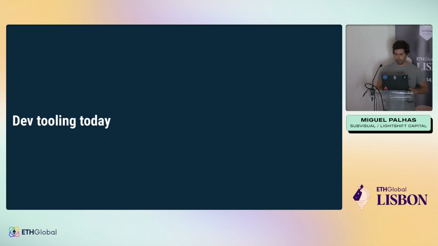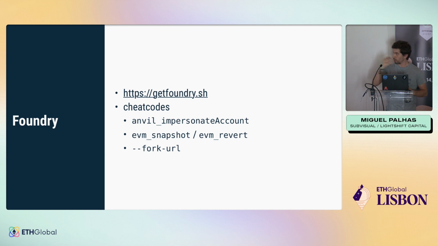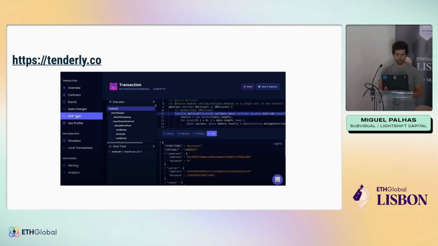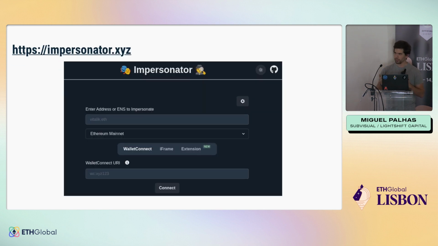So other than MetaMask, just a quick rundown of some of the tooling that I use. This is by no means exhaustive, but a lot of the things that I use day to day. Foundry does a lot of great things. It allows me to impersonate accounts, create forks, snapshots, and a lot of cool stuff. Of course, Etherscan to browse live smart contracts and interact with the APIs. Tenderly, if I want to simulate some transactions. Then there's impersonator.xyz, which I think a lot of people don't know, but it's really cool.